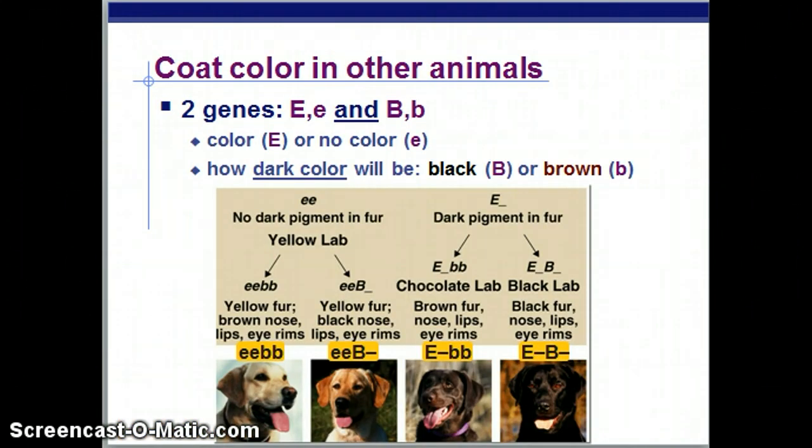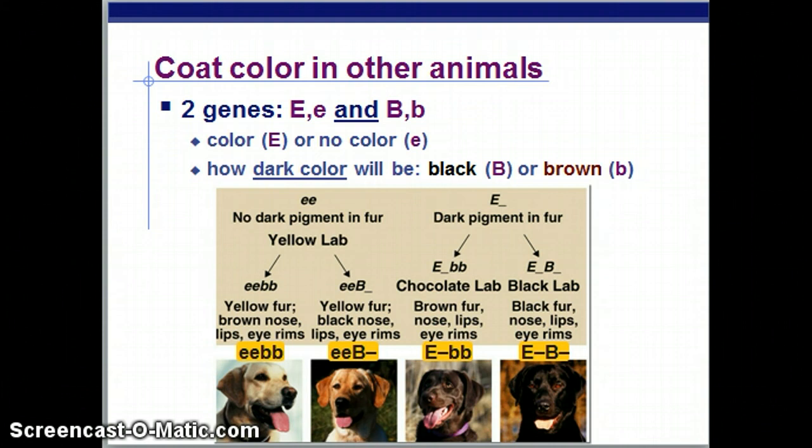So in one class I did touch on this. Another example of this trait is coat color in animals. So for example, labs. You can have a range from a black lab to a yellow lab. There are 2 genes that control this trait. So E and B. E controls whether or not there is color. So if you have a dominant E, that will represent that there will be color, or if it's recessive, then that means no color. How dark the color will be is determined by the black or brown. So black is dominant over the little b, which is brown.